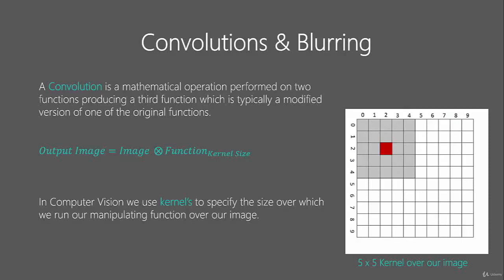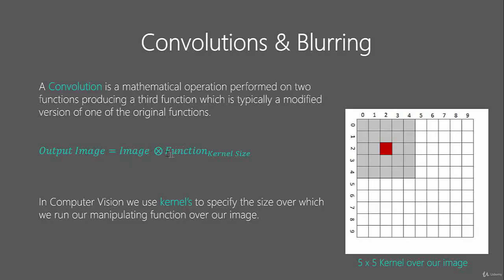So moving on to convolutions and blurring. The first thing to note here is that a convolution isn't an OpenCV function per se. It's an actual mathematical operation that's performed between two functions, and it produces a third function, which is obviously an output coming out of the original operation.